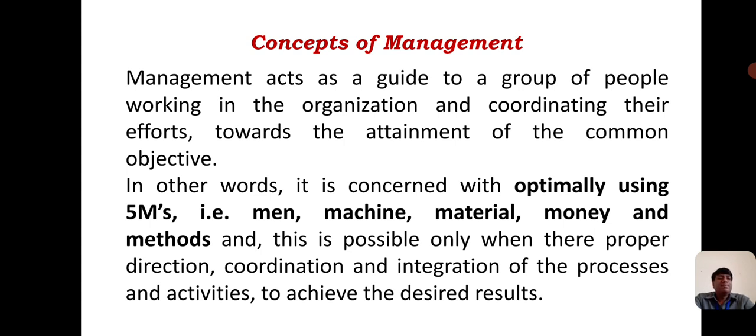Then the machine, because you need a tool to convert the raw materials into finished goods. For that you require the machine, in the sense of technology; the outcome of technology is the invention of the machine, which will be used to produce goods and services. The third one is material. Why is material required? Because to produce anything you require raw materials. In the absence of raw materials, you cannot convert anything into finished goods. So you require the material.